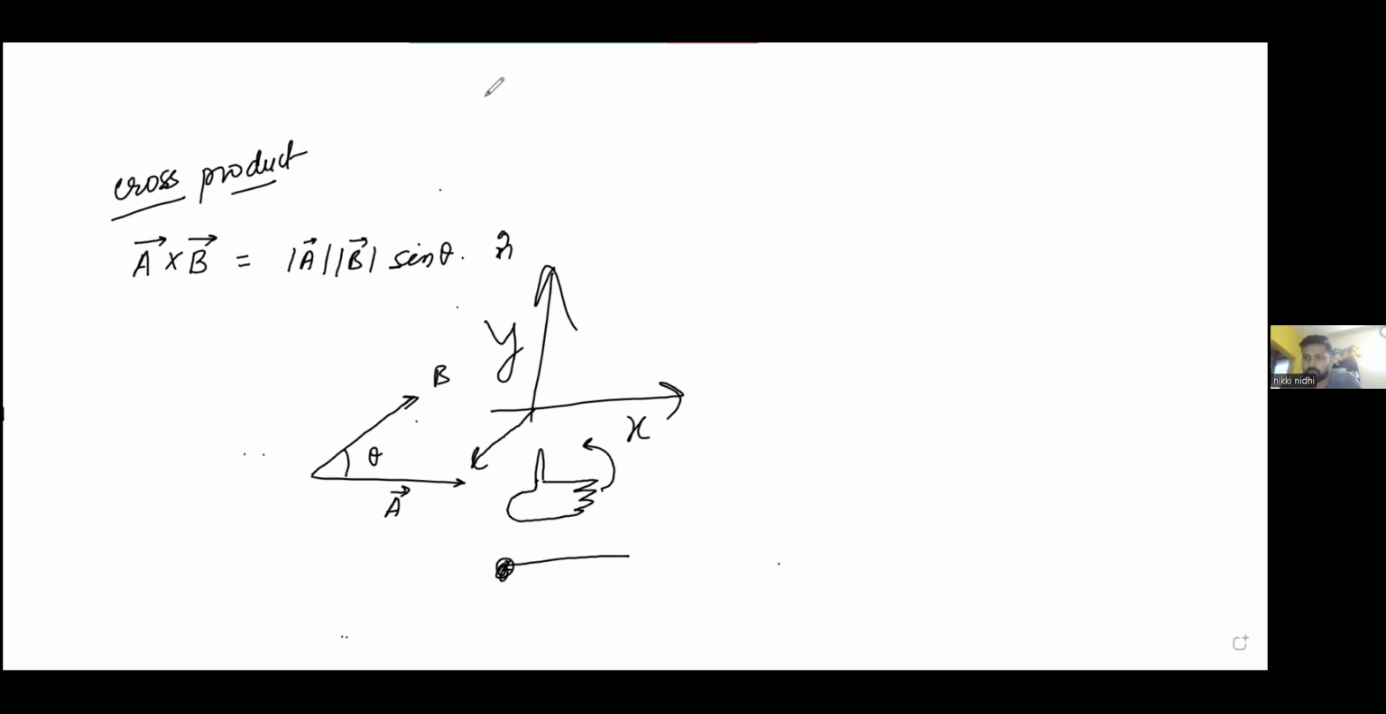Did you understand? So whenever you get a sense of rotation, there will be a net effect of the sense of rotation. The sense of rotation always gives you a vector quantity, because this rotation is not equal to this rotation, is not equal to this rotation. Did you understand this?